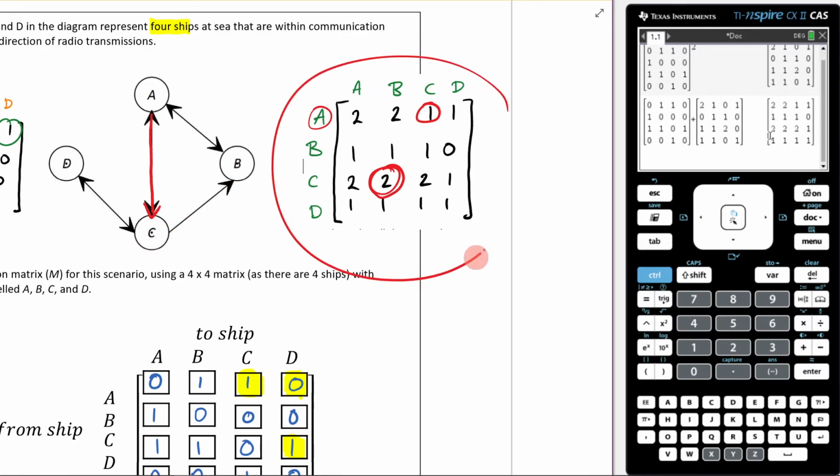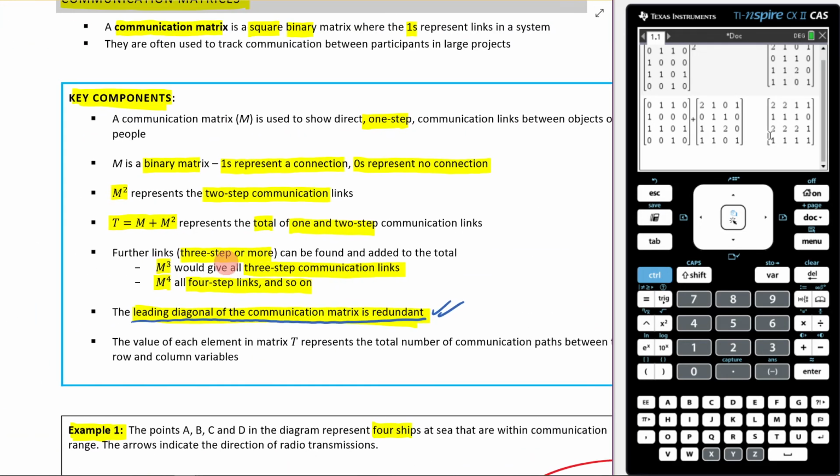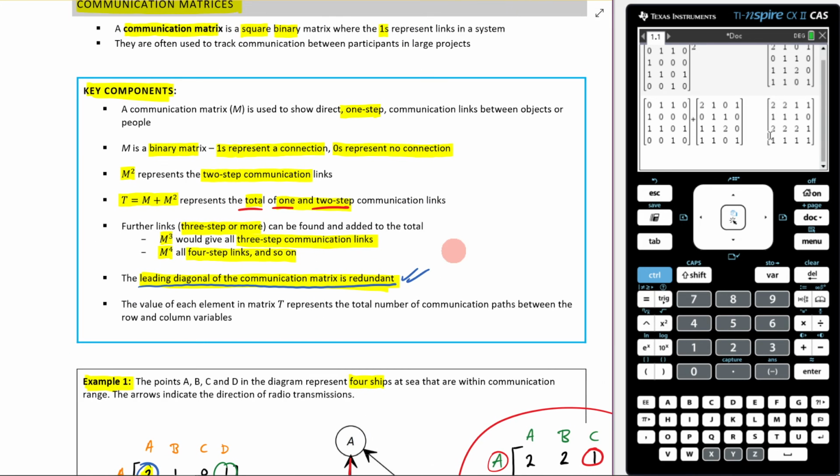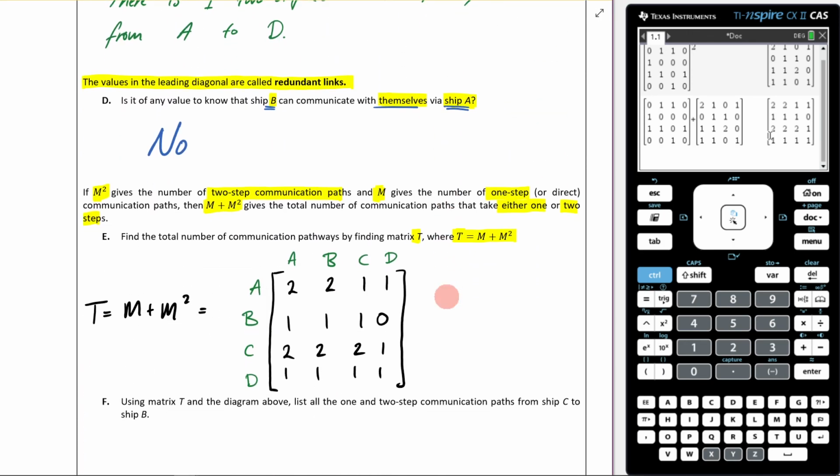So that's what our total communication is showing us. So if we come up here, again, T is equal to m plus m squared represents the total of one and two-step communication links. So that is what it's telling to us. So we have just created that.